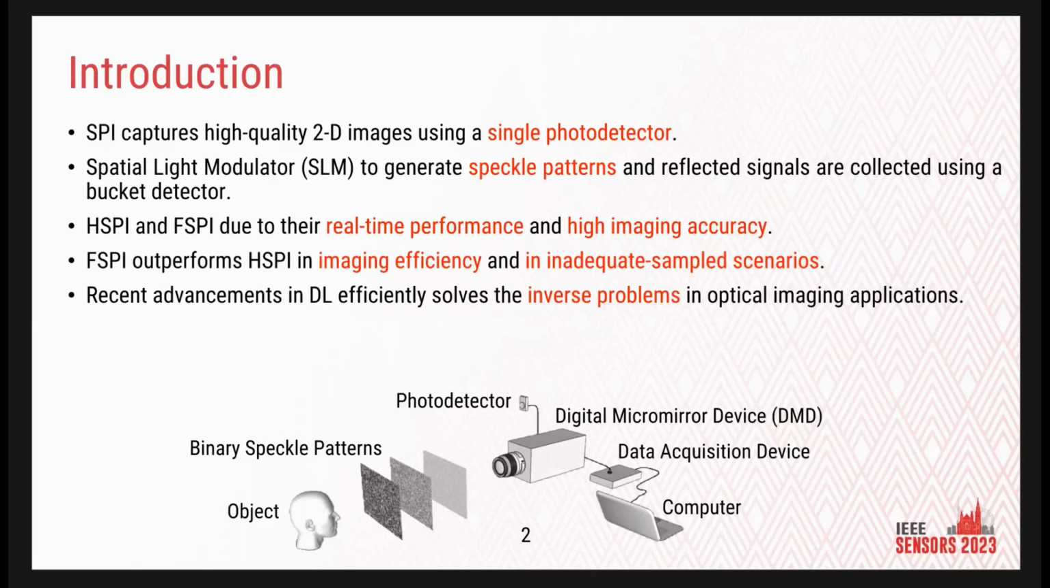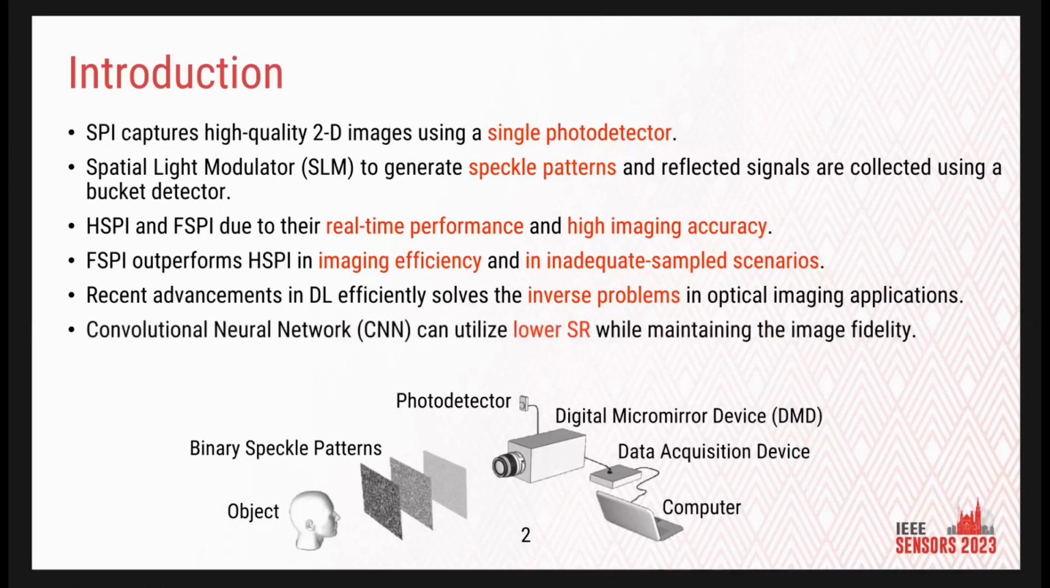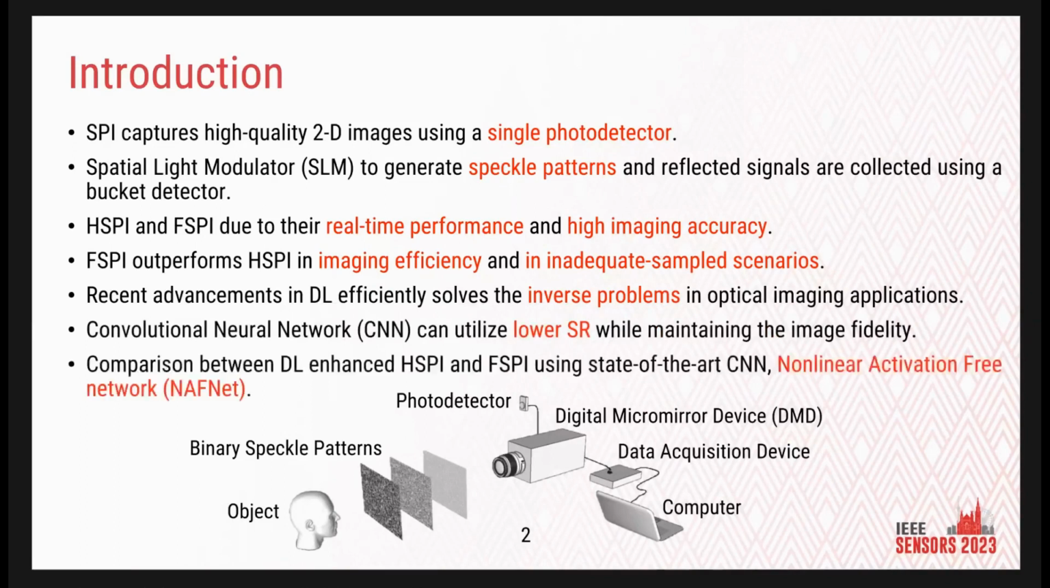Recently, advancements in deep learning can efficiently solve inverse problems in optical imaging applications. For example, convolutional neural networks can utilize a lower sampling ratio while recovering the lost signals in compressed sensing. Hence, in this study, we compare the deep learning enhanced Hadamard single pixel imaging and Fourier single pixel imaging using a nonlinear activation-free network called NAFNet.